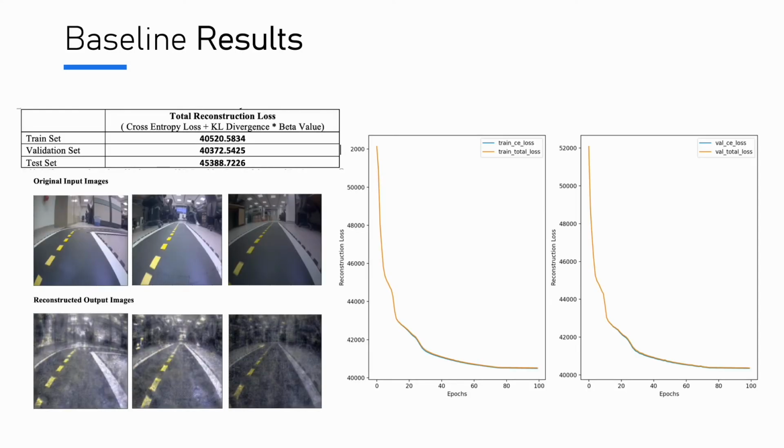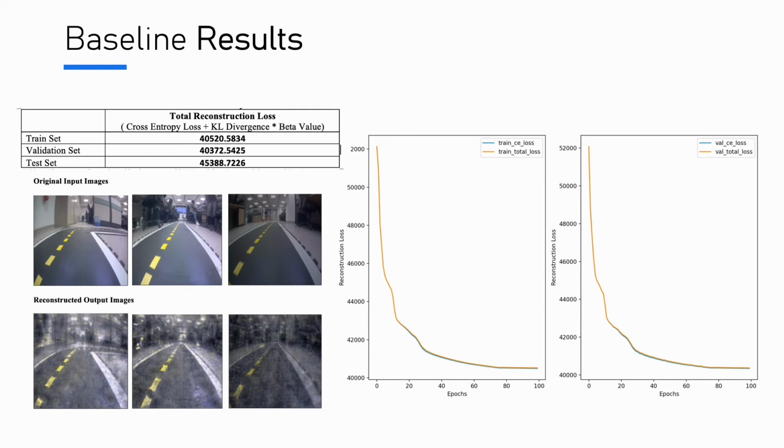Moving on to the results and discussion. The plots on the right illustrate the total reconstruction loss versus the number of epochs for the train and validation sets. It can be observed that the model training converged after about 80 epochs and the training was early stopped due to no further decrease in validation loss.